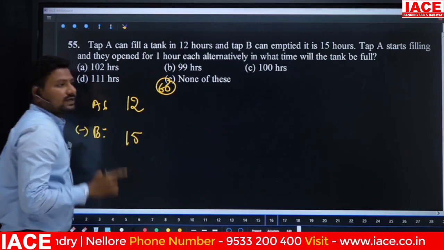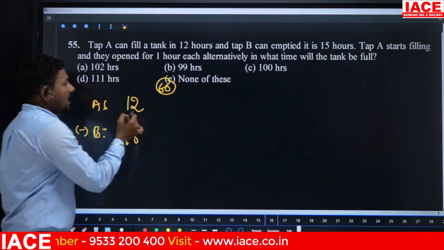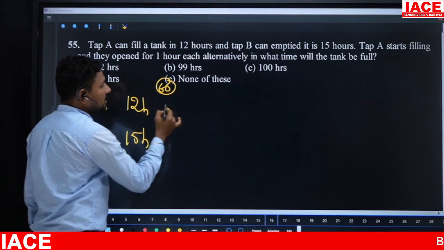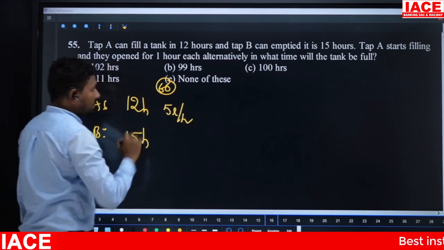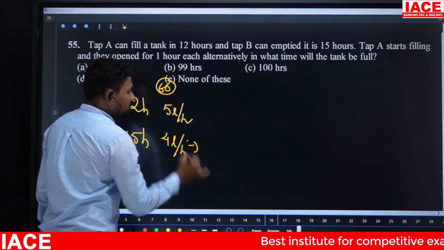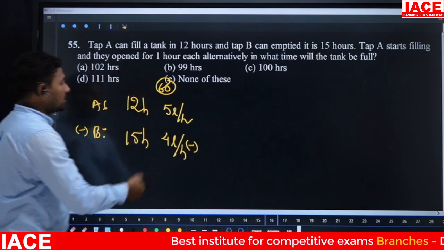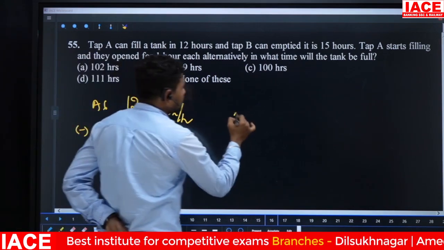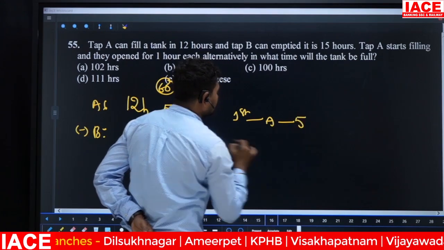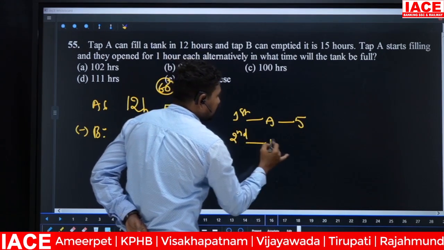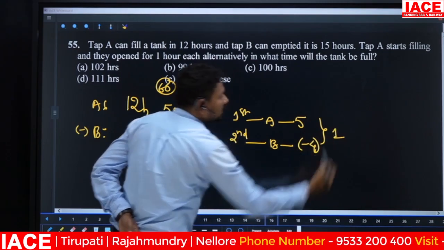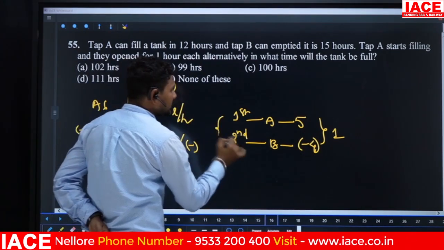The tank capacity we can assume is 60 liters. From 12 hours and 15 hours we can find the efficiency. 12 hours for 60 liters means 5 liters per hour, and 15 hours for 60 liters means 4 liters per hour, but it is a minus because it is an empty pipe. Alternately they are working. In the first hour, which pipe is working? The A pipe is working, filling 5 liters. In the second hour the B pipe is working, removing 4 liters. After the 2 hours, only 1 liter is reserved in the tank.